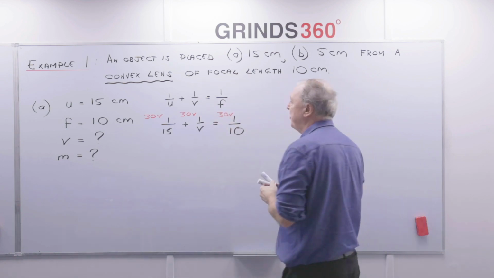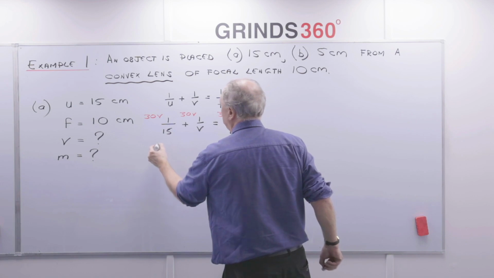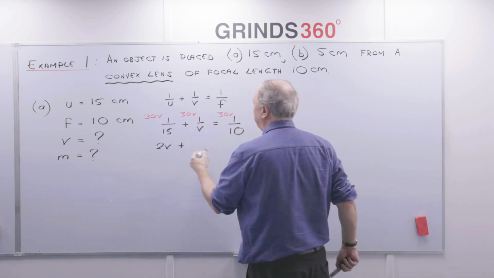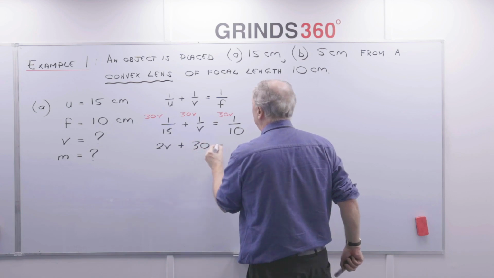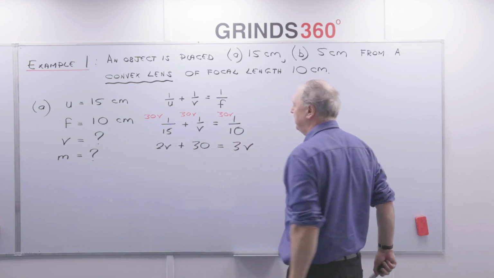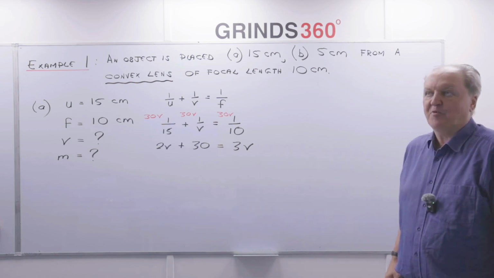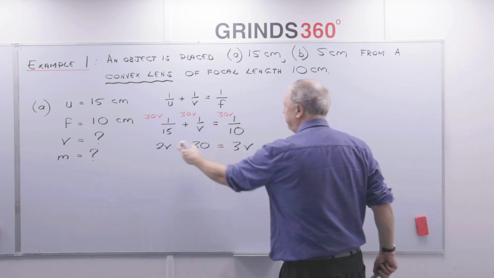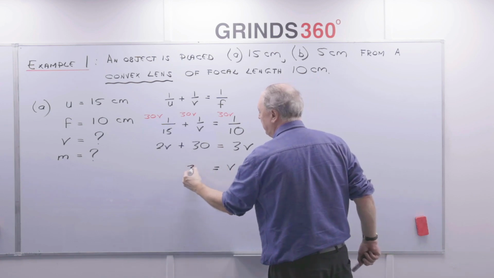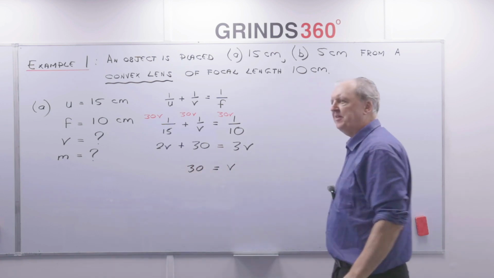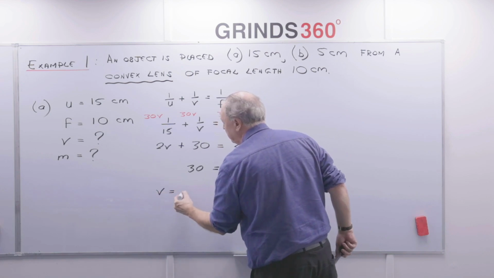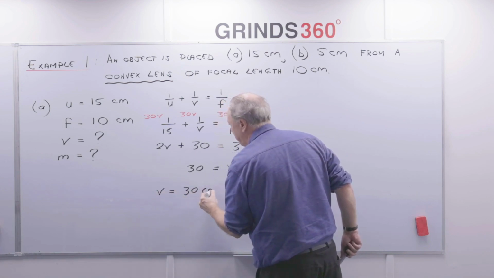So 15 into 30V will give me 2V, plus V into 30V will give me 30. That's equal to 10 into 30V, which gives me 3V. Bring my V's to the right-hand side, say. 3V minus 2V is V, and that's equal to 30. Therefore, my image distance is 30 centimeters.